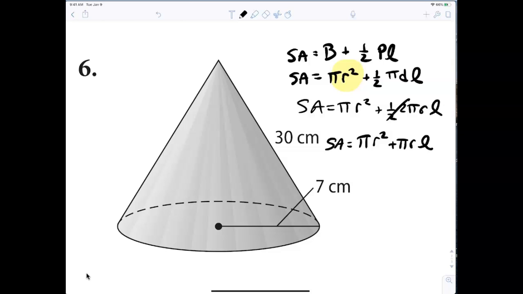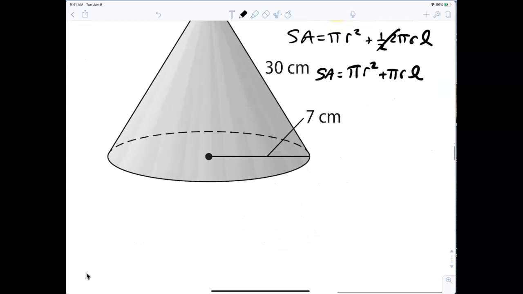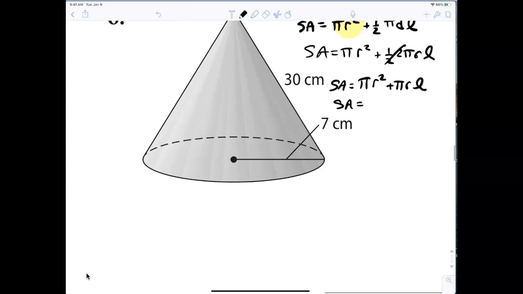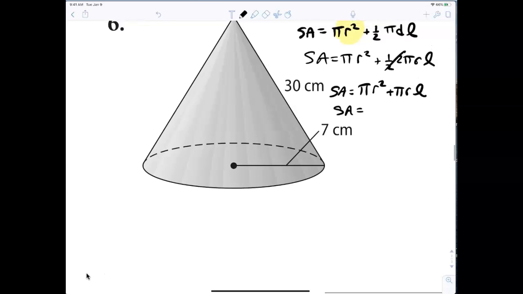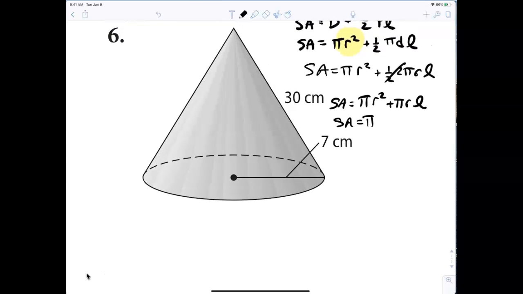All right, so now let's take a look. Jack, I want you to tell me what's the radius of that cone? 7. So it would be pi times 7 squared plus pi times 7. What's the slant height? 30. Now type that in and tell me what the surface area is. 813.63 centimeters squared. Double check them, please.